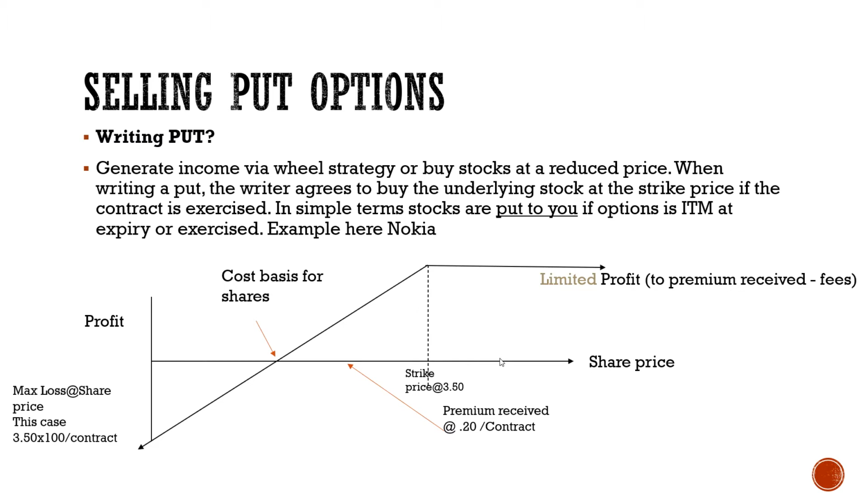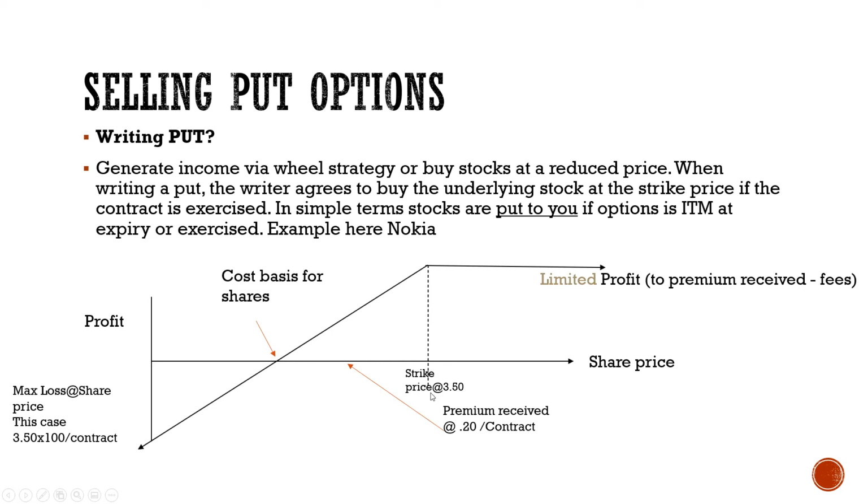When you're writing a put, the writer agrees that he will be buying the underlying stock at the agreed strike price. In simple terms, the stock will be put to you if the option is in the money at expiry or it is exercised. The actual trade is Nokia, which I have done. The maximum profit for such a trade is the premium which is collected minus the broker fee from the start.